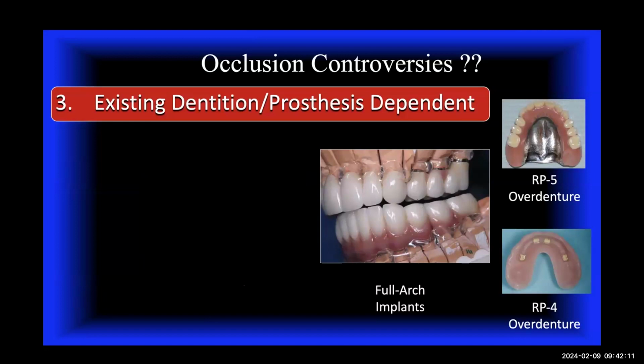If it's a full arch fixed against full arch fixed, now we're looking at mutually protected occlusion. If it is an RP4 overdenture, meaning an overdenture that is completely implant supported, we want mutually protected occlusion. However, if we have an overdenture that is soft tissue supported, primarily, and only secondarily by the implants, now because our soft tissue takes all the force, we need more of a bilateral balance. So you have to differentiate that.